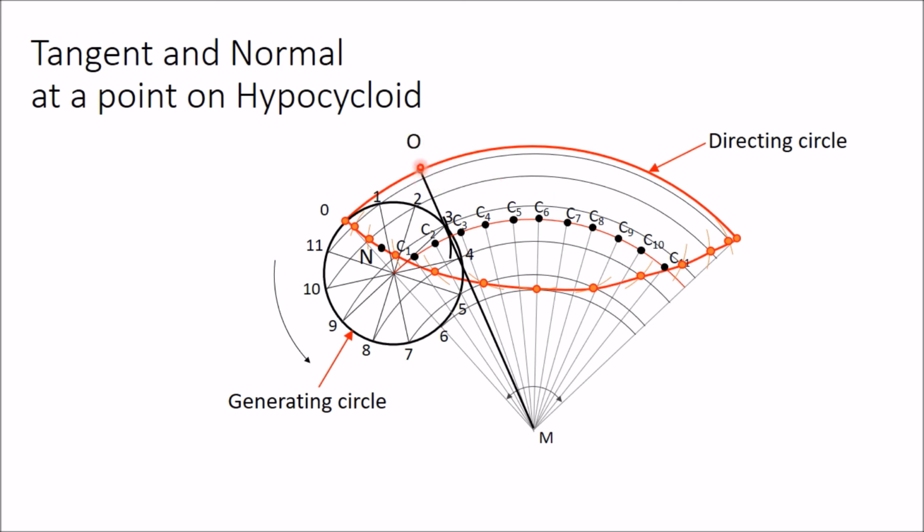From this point O, draw a line joining N and extend the line. This line is the required normal on this point N. Now draw a line which is perpendicular to this normal and passing through this point. This is the required tangent ST.